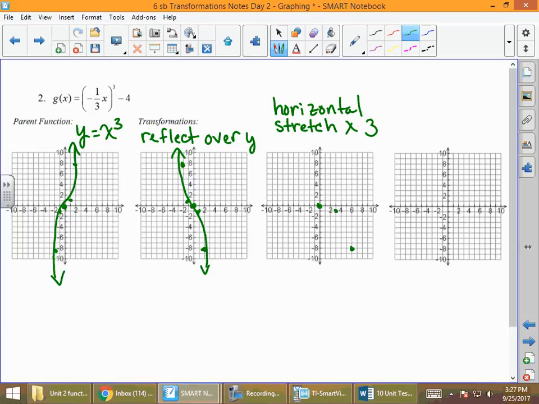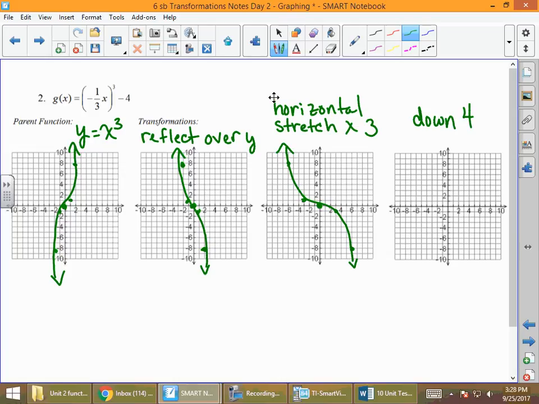It also works on the other side. Negative 1 times 3 is negative 3. So we're going to go negative 3, but we're still going to go up 1. And then we have negative 2, 8. Well, negative 2 times 3, the x value gets multiplied by 3. Negative 2 times 3 is negative 6, 8. And there's our horizontal stretch. And then lastly, outside of the function, we have minus 4, so we're going to go down 4.